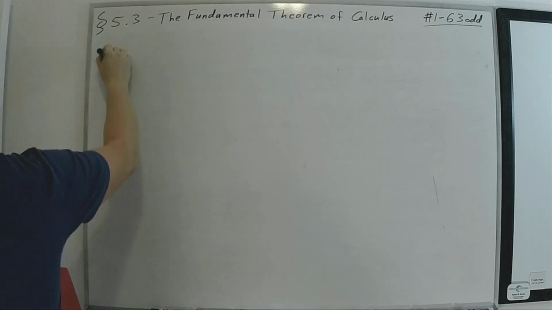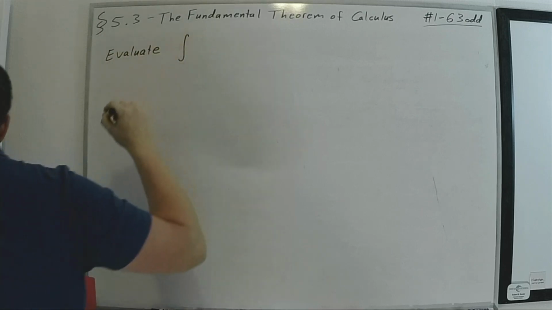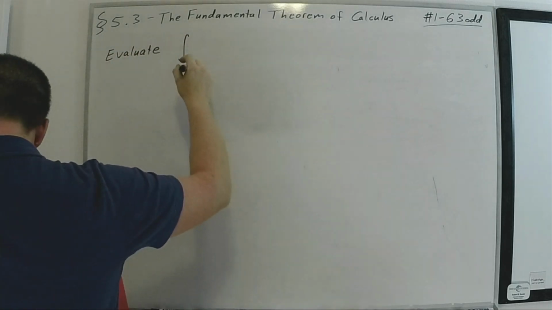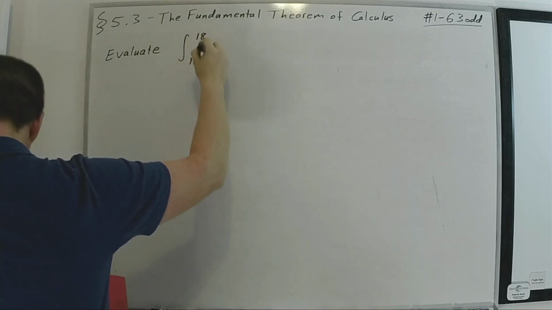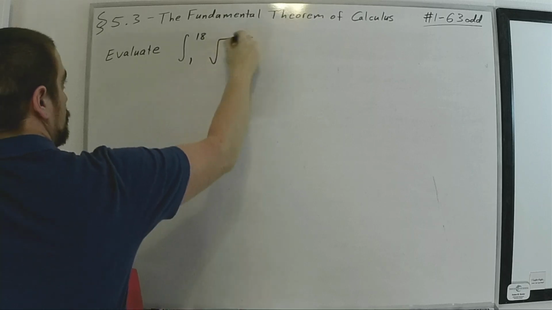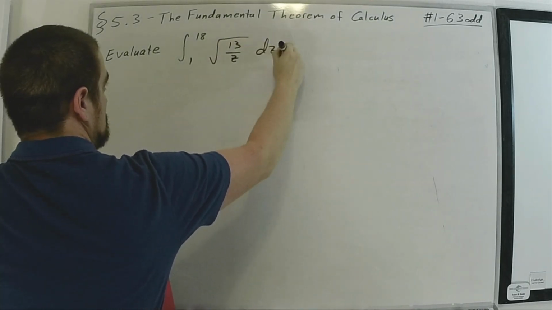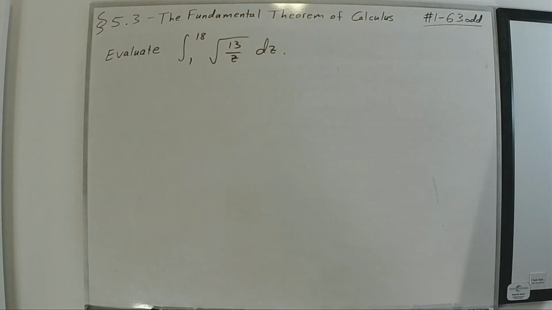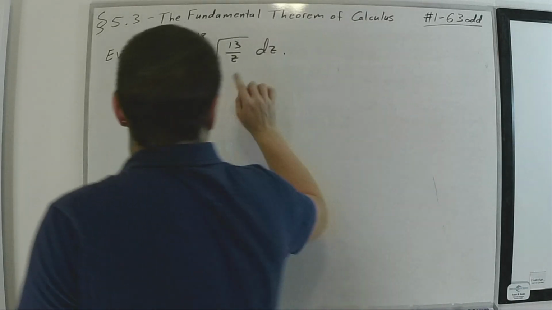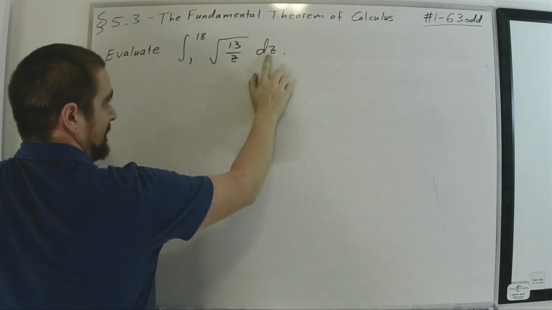Let's do this one. Evaluate the integral from 1 to 18 of the square root of 13 over z dz. Why are they picking z? Who knows? But they are. But at least they're telling us, hey, z is the variable, so you're going to integrate with respect to z.